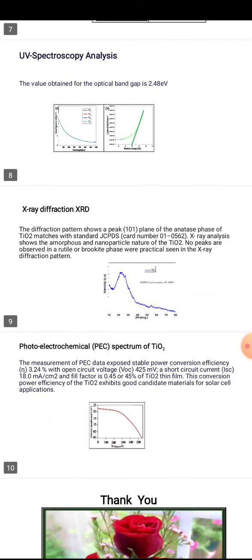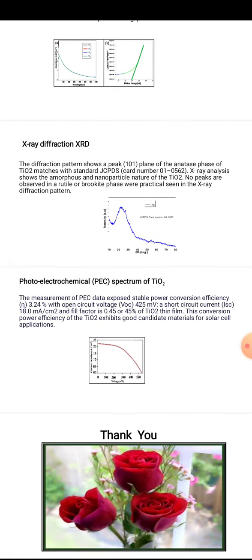Next is the UV spectroscopy analysis. The value obtained for the optical band gap is 2.48 eV. XRD, X-ray diffraction. The diffraction pattern shows that the peak at the 101 plane of the anatase phase of TiO2 matches with the standard JCPDS card number 01-0562. X-ray analysis shows the amorphous and nanoparticle nature of the TiO2. No peaks are observed for rutile or brookite phase in the X-ray diffraction pattern.